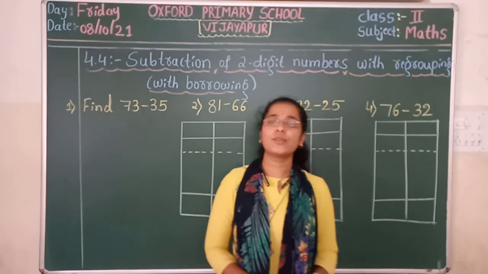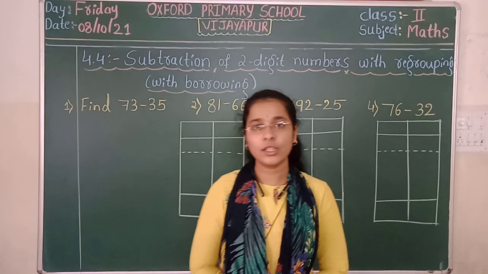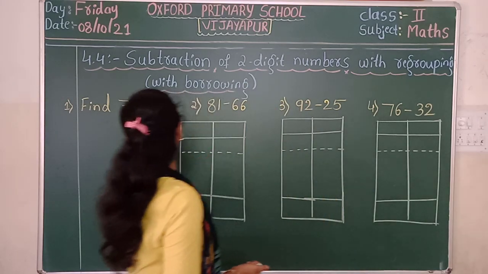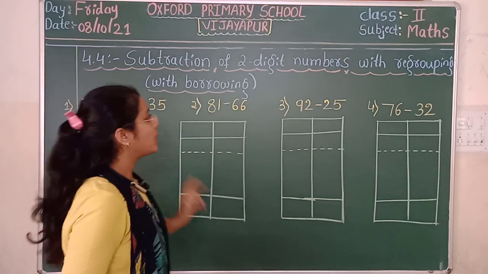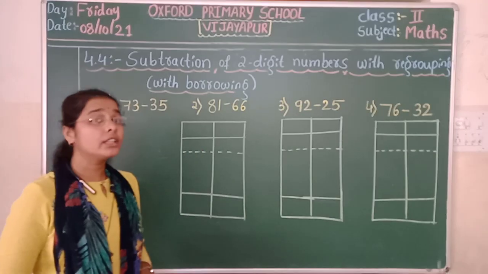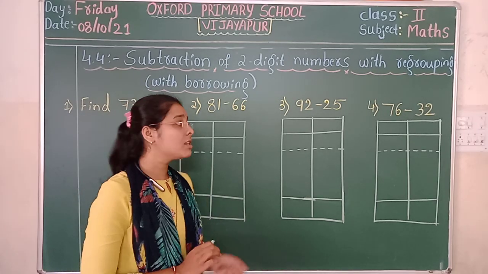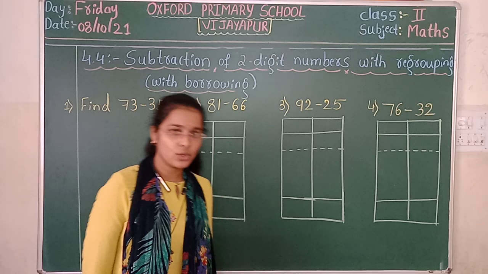We have found the subtraction of two-digit numbers without regrouping. Today we will learn with regrouping. Exercise 4.4 contains subtraction of two-digit numbers with regrouping, which means with borrowing. How to take a borrow and how to subtract the numbers, I will show it to you with this example.